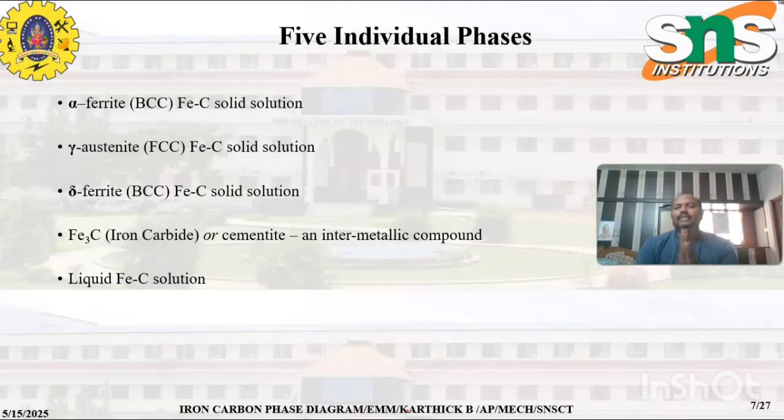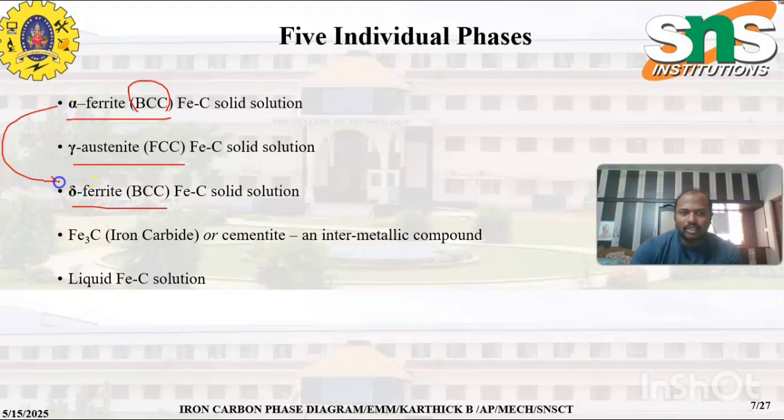Now the next important thing in this iron carbon phase diagram is the five individual phases, as we already discussed. Alpha ferrite is BCC, that is body centered cubic crystal structure. This is austenite, and this is ferrite. We have another ferrite: this is the alpha ferrite and this is the delta ferrite. Both look like twins. The only difference is that alpha ferrite can be attained at room temperature, but delta ferrite only occurs at the high temperature part.